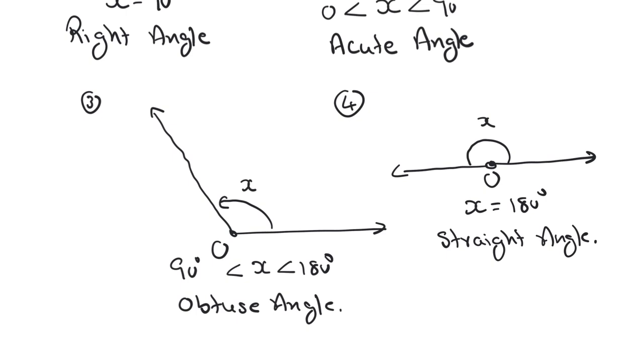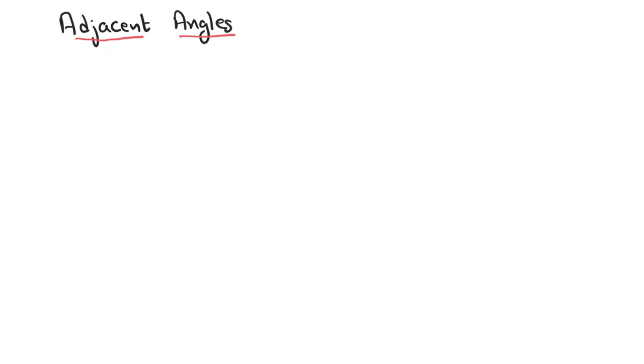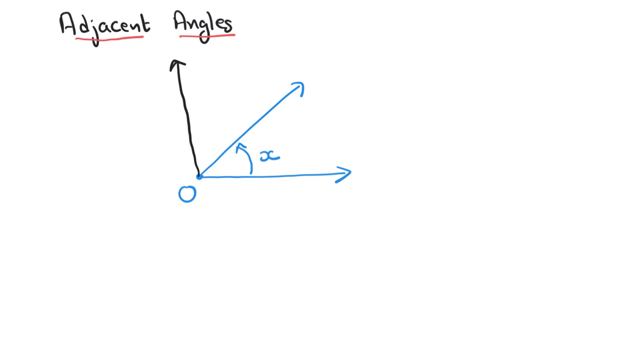Now let us see further what the properties of angles are. Let us understand what adjacent angles are. So let's take an angle with the vertex O. Is this an angle X? Okay. Can we draw another arm and label this angle as Y? Let us choose some points on each arm. Let these be A, B, and C.